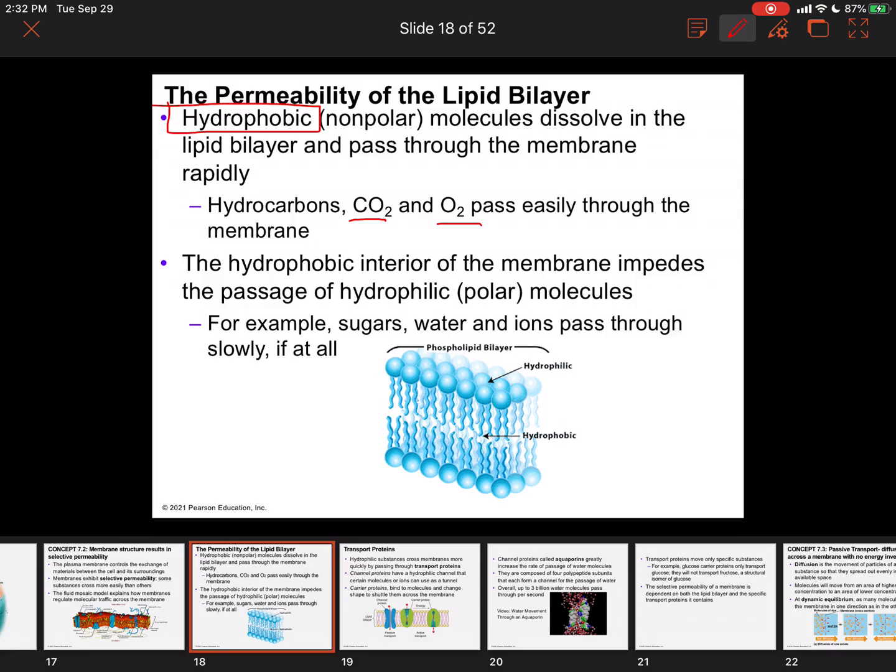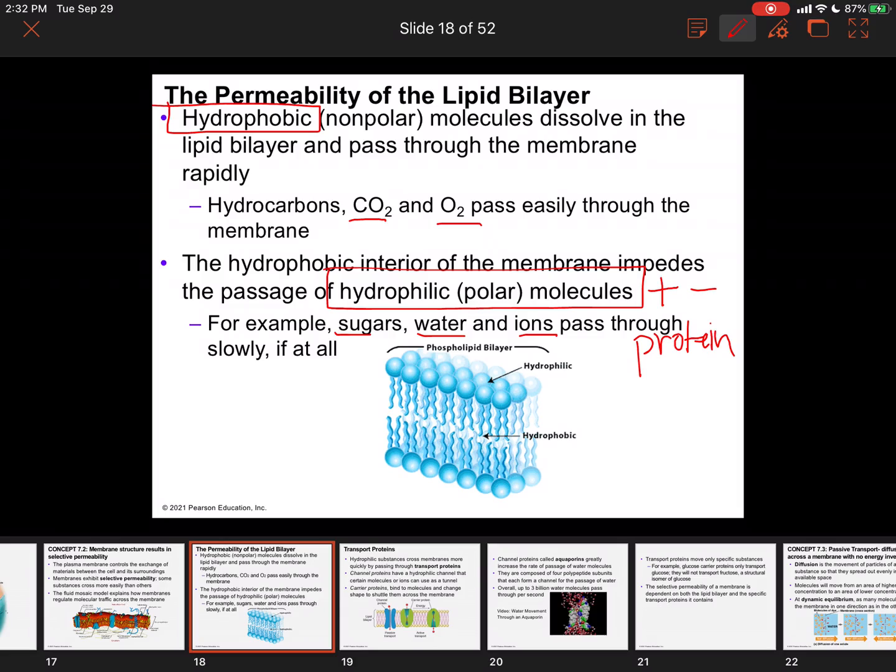Now, it says the hydrophobic interior of the membrane impedes the passage of hydrophilic molecules, and they're going to be polar. So remember, hydrophilic polar molecules are going to have that positive or negative charge. Examples would be sugar or water or ions. And we're going to see that we'll have to have a special way to get these type of molecules across, which is going to require some type of protein. Okay, some of these we can still move across free, so we'll still call that using passive transport, but some of those are going to use energy, so they will have to use active transport.